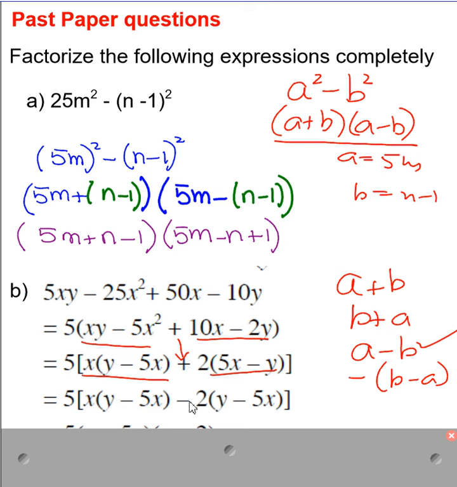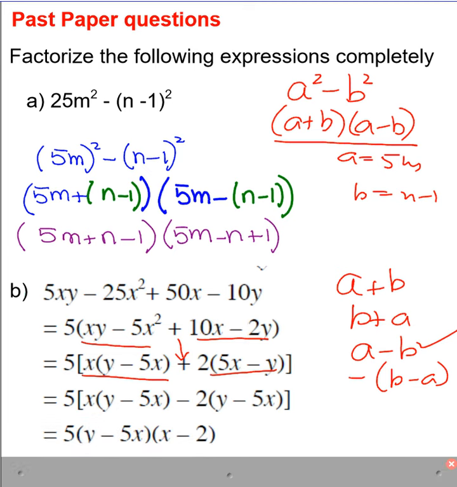So in this case, we have flipped this one, y minus 5x, and minus sign has come out. Minus times plus is minus. Now I can see y minus 5x is common, so I've taken out. And x minus 2 is from here. Simple factorization. So this is the step.